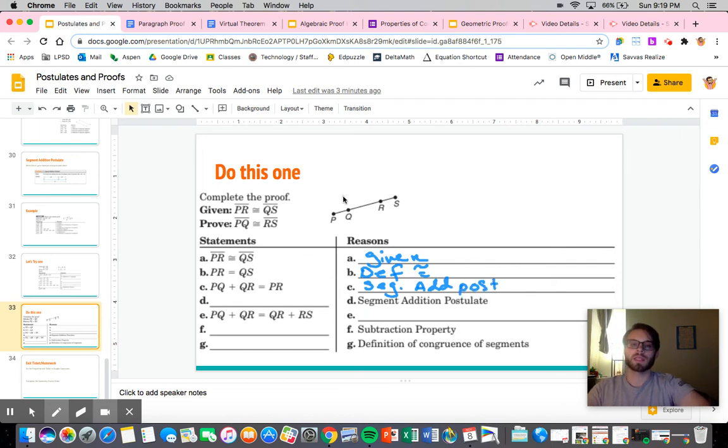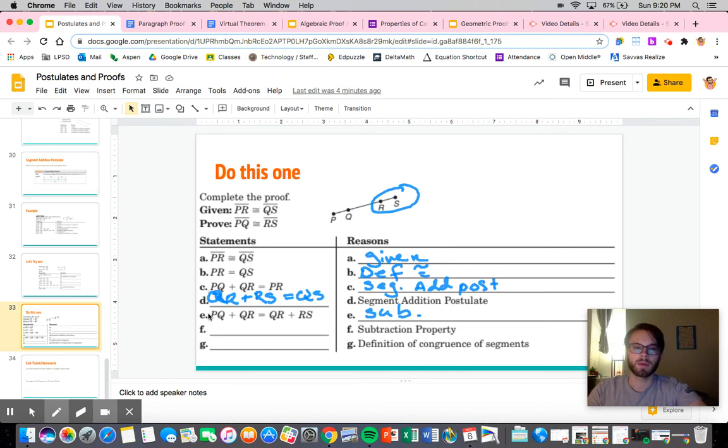Now, what are we doing? Our goal here is to get a PQ and an RS, so somehow we have to introduce this. Well, what can we do? We can do RS plus RQ, right? QR plus RS is equal to, what's that equal to? QS by the segment addition postulate. Again, we know that PR and QS are exactly the same from the definition of congruence. So now we can just set them equal by substituting.